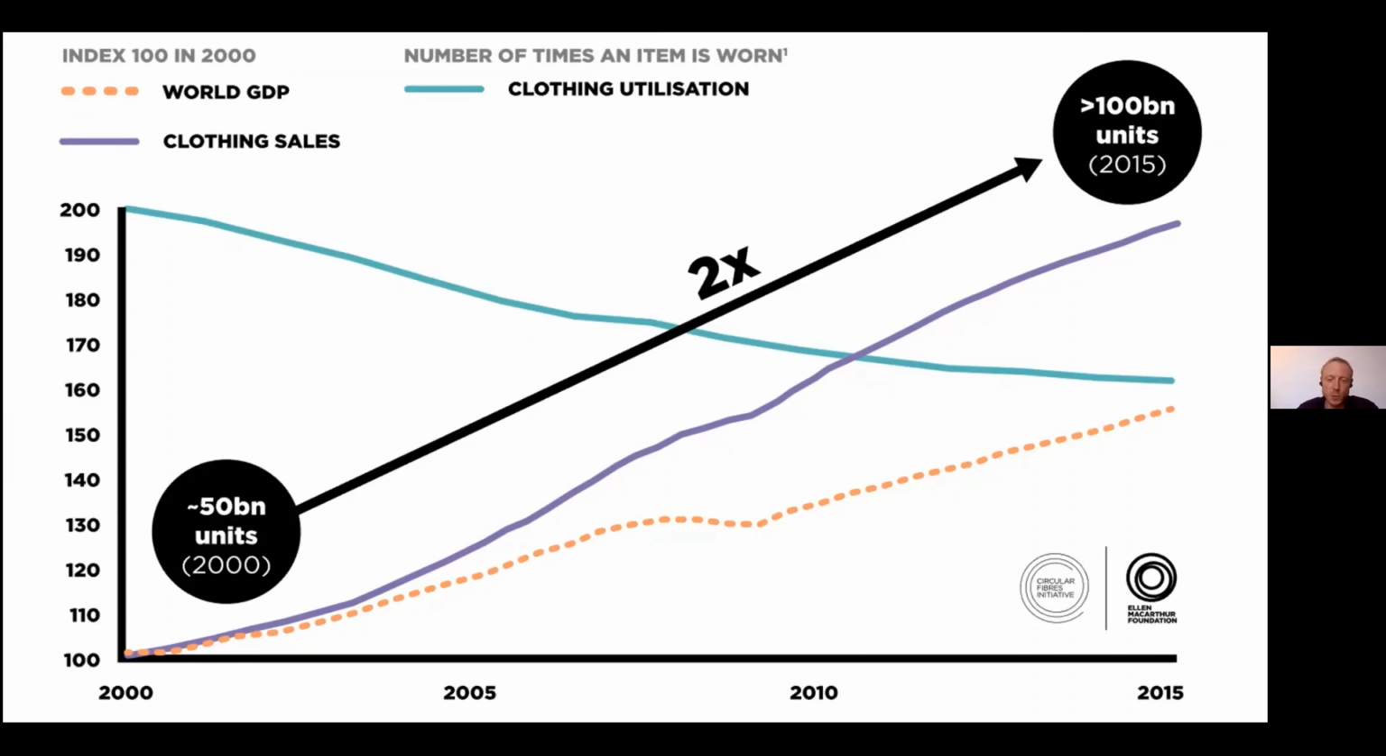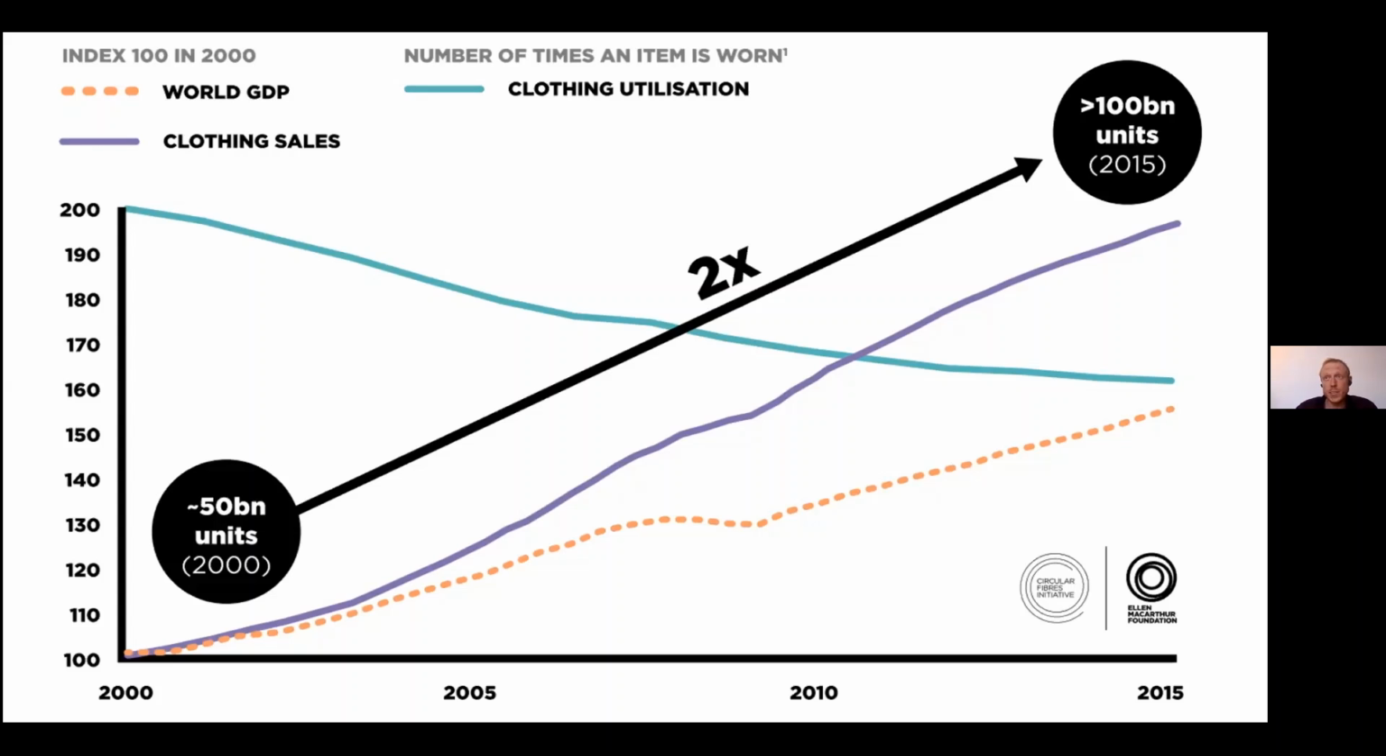You can see here, this is from Ellen MacArthur, from 2000 to 2015, and during those 15 years, clothing sales doubled, and clothing utilization went down. So it means that we are buying a lot more clothes and we are using them less. So we get into this cycle where we buy clothes that we use very few times, and maybe we buy it just for one party on Friday or Saturday, and then we don't really care about it anymore.